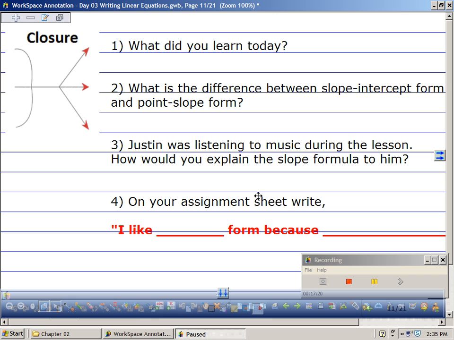All right, on your assignment sheet, I want you to write down, I like blank form because, whichever one you like. I like slope-intercept form because I'm more familiar with it. I'm sorry, this is for the closing thought. I like blank form because.